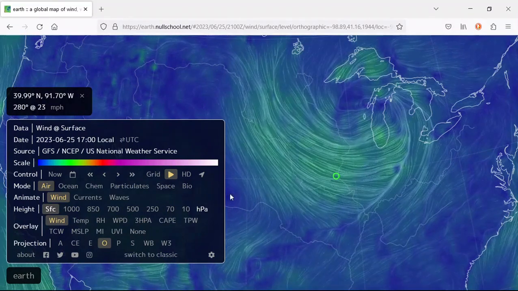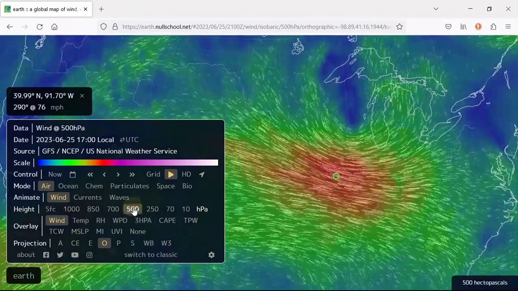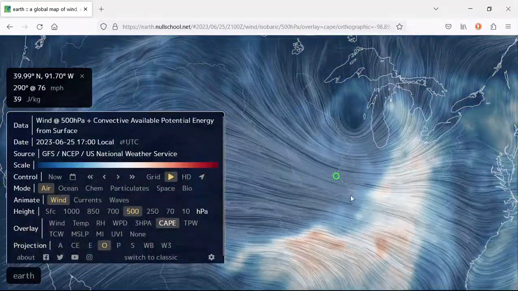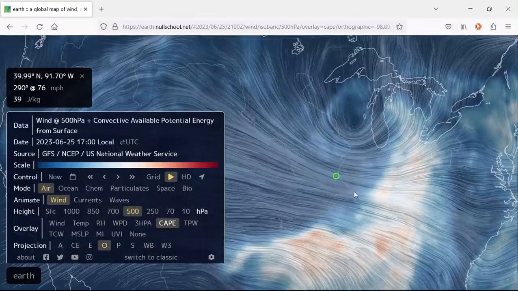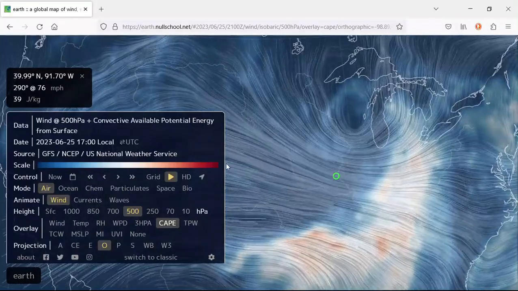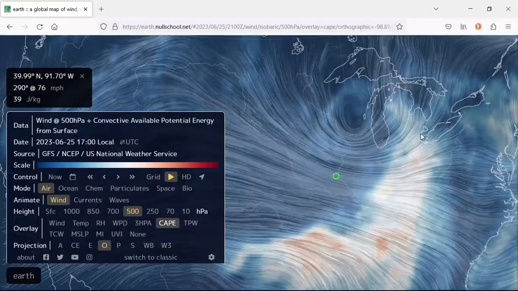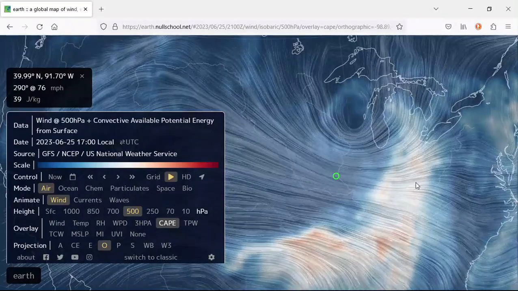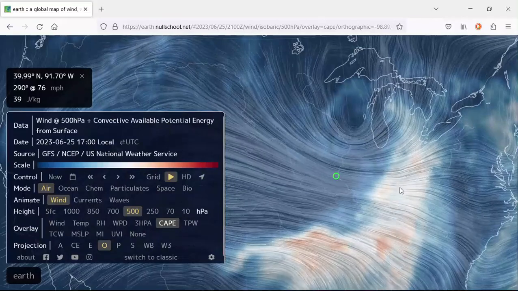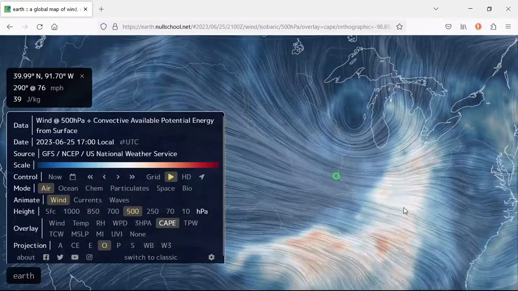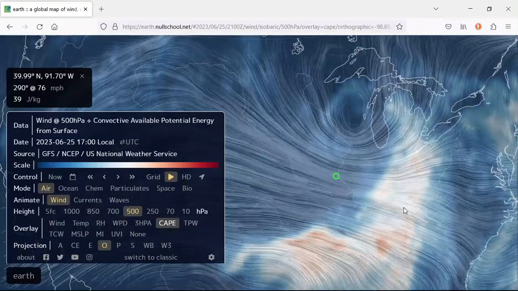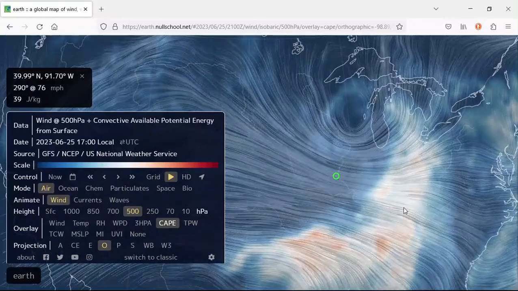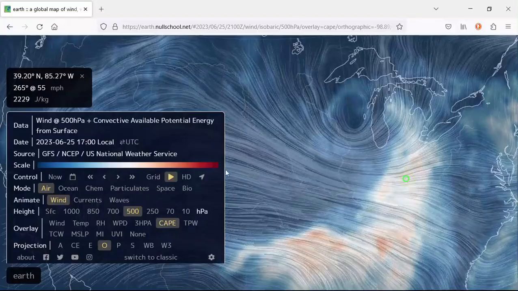So even further, I'm going to go ahead and I'm going to put the 500 on and then add CAPE as our overlay. And so here, wind shear considerably. We have very, very strong upper level winds. And at the same time, we have a lot of convection, that convective available potential energy. It's there. And so we have the two key ingredients here for thunderstorm and tornadic activity in this particular part of Indiana at this one moment in time.